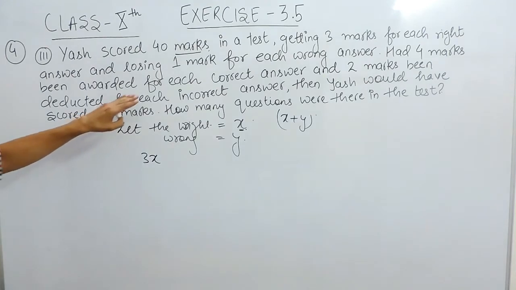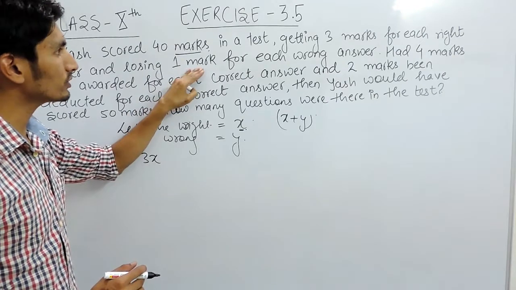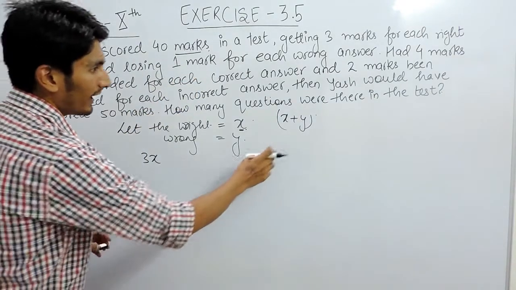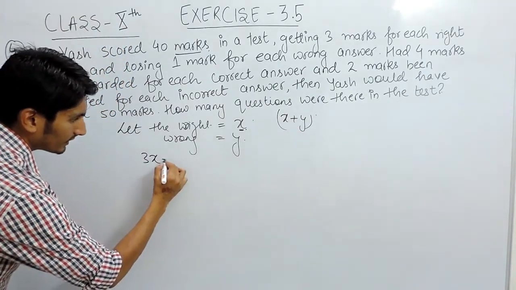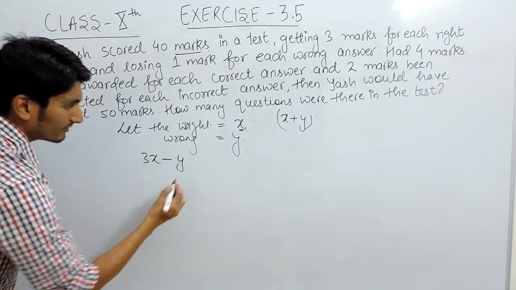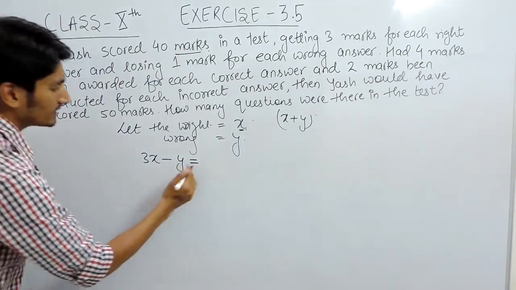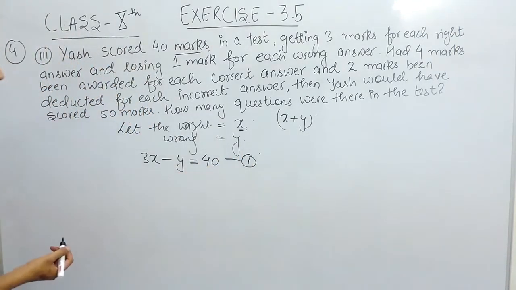And after that, 1 mark is reduced when he has marked them wrong. And if the number of wrong answers is y, so the number reduced should be y, and the total marks which he got is equal to 40.